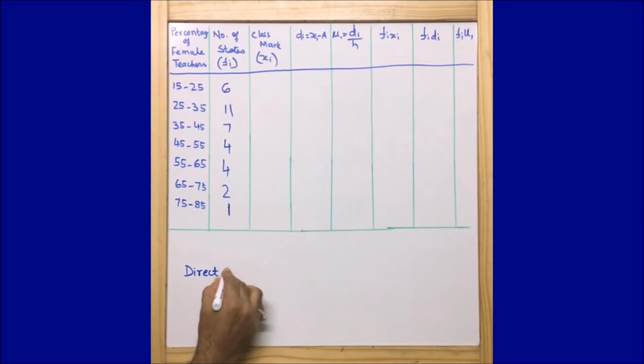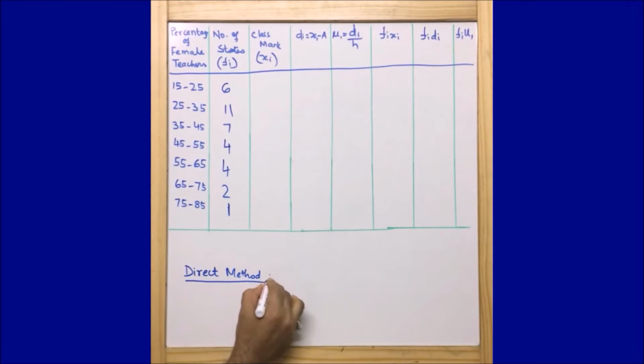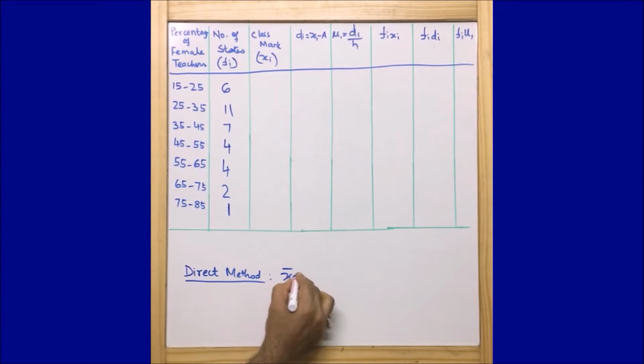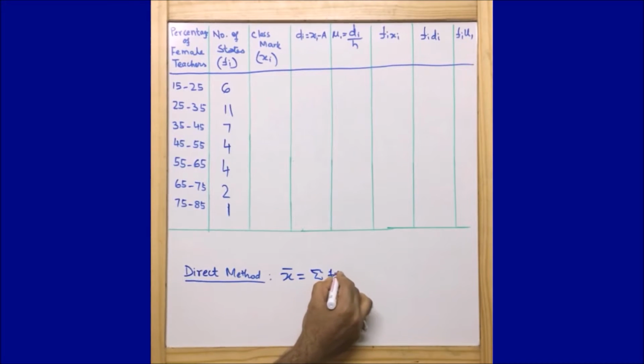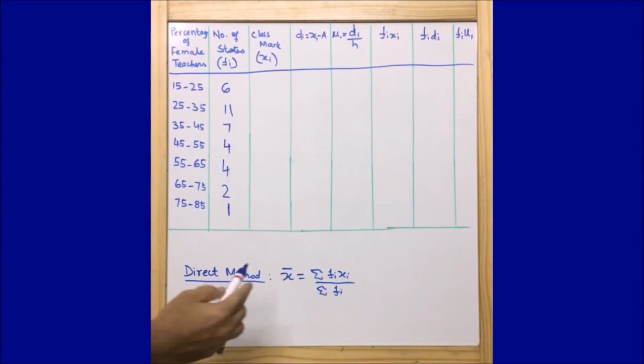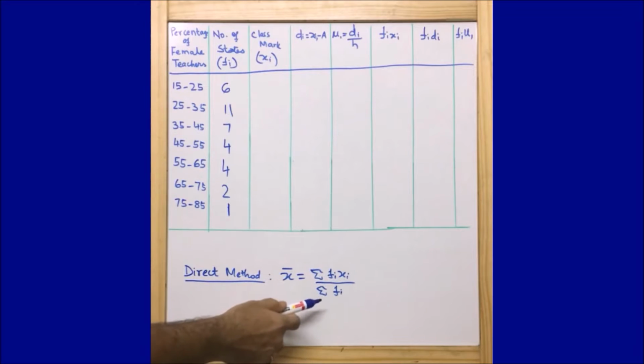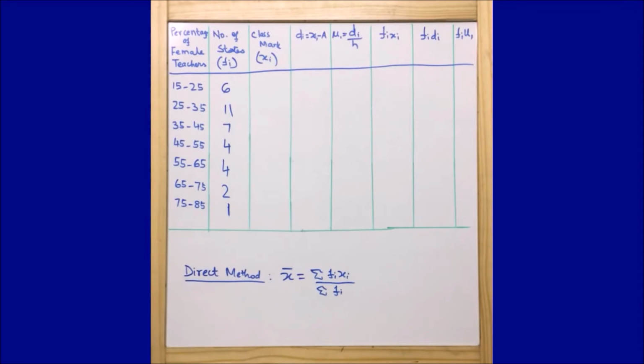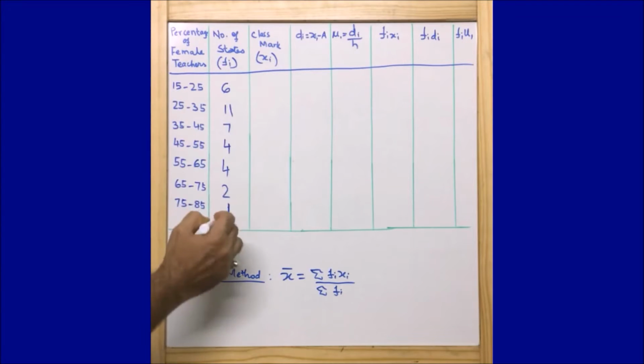Direct method. We very well know that the direct method is a very simple and straightforward method. So let us see the formula for the direct method: mean is equal to summation of FiXi upon summation of Fi. That means we need to find the summation of FiXi, and also the summation of Fi. If we add these Fi, the total is the summation of Fi.